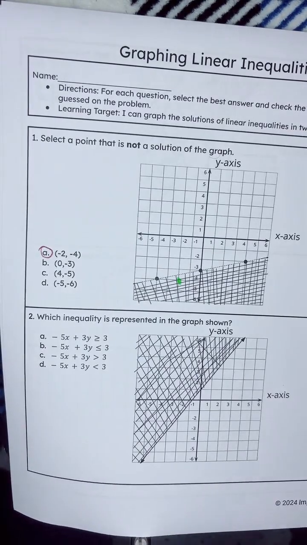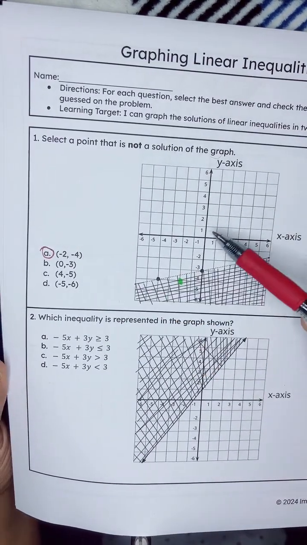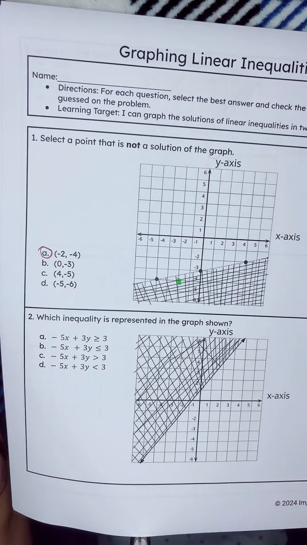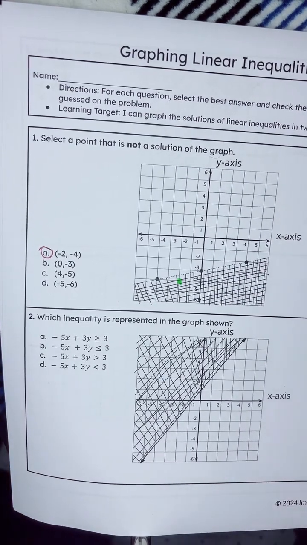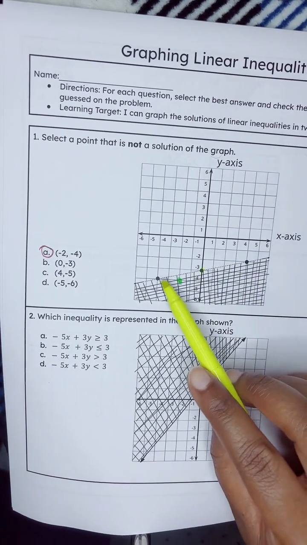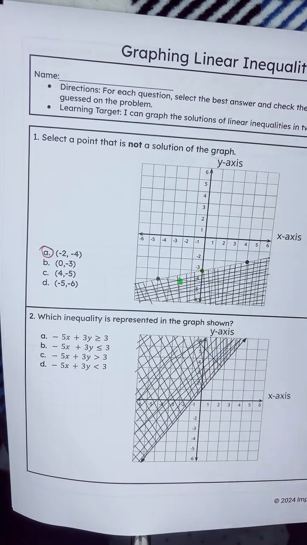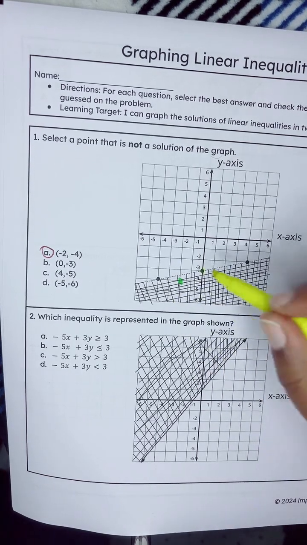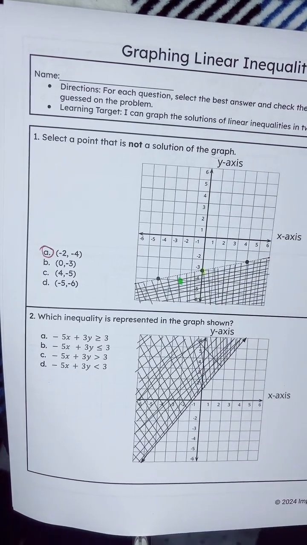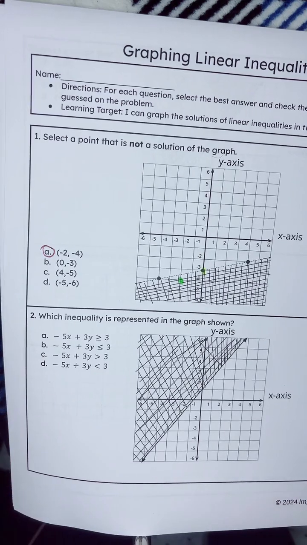Now let me show you why the other ones are not. If we plotted 0, -3, although it looks like it is in the shaded region, it is not because it's on a dotted line. And when a point is on a dotted line, that means it is not included. So that's why this point doesn't count. Any questions on that part?